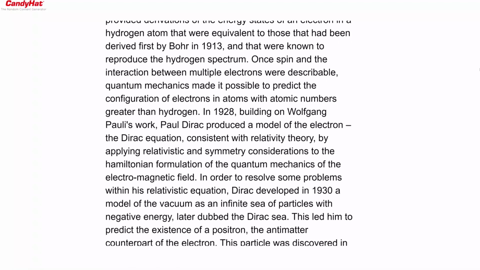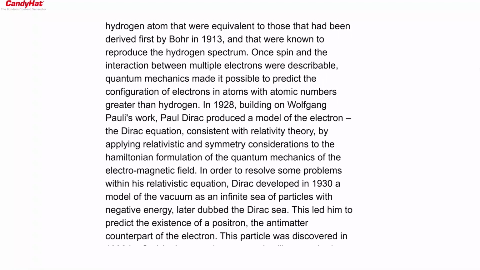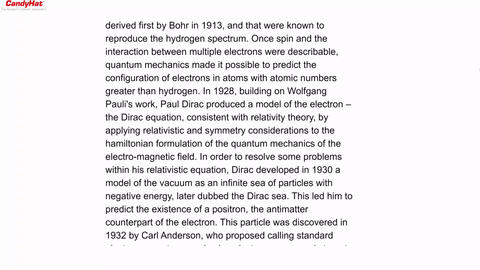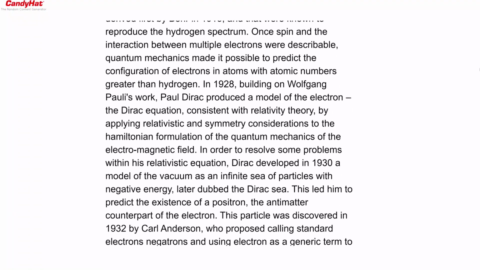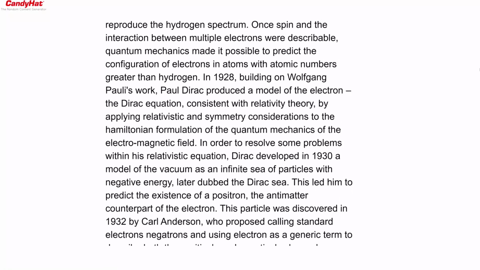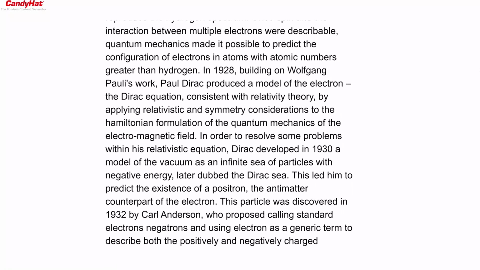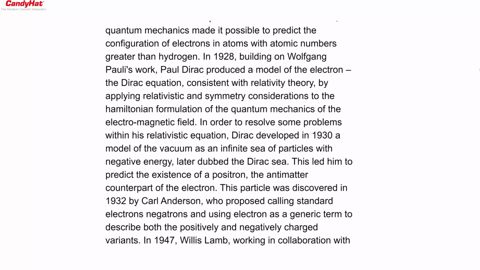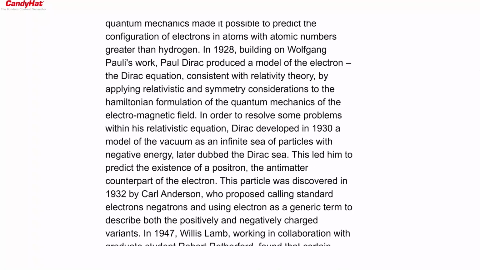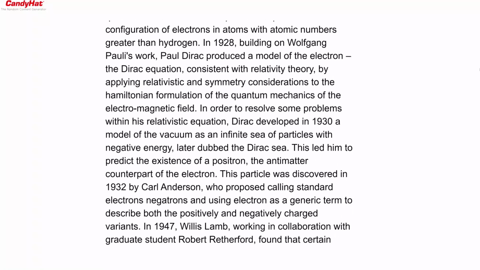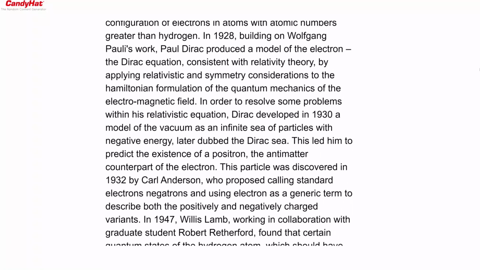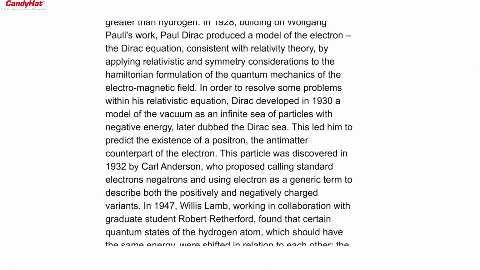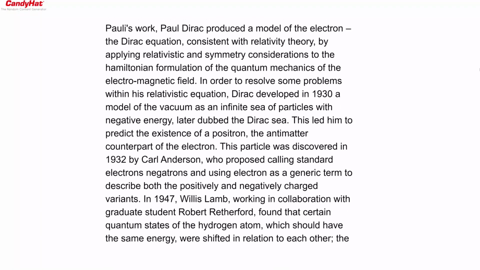This particle was discovered in 1932 by Carl Anderson, who proposed calling standard electrons negatrons and using electron as a generic term to describe both the positively and negatively charged variants. In 1947, Willis Lamb, working in collaboration with graduate student Robert Retherford, found that certain quantum states of the hydrogen atom, which should have the same energy, were shifted in relation to each other. The difference came to be called the Lamb shift.